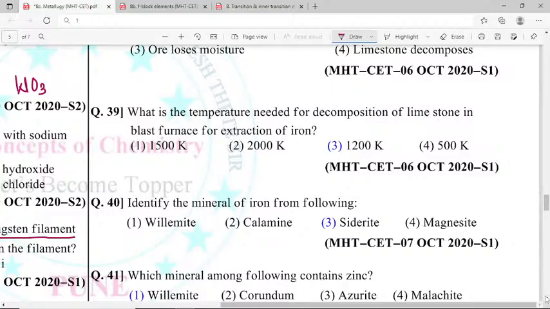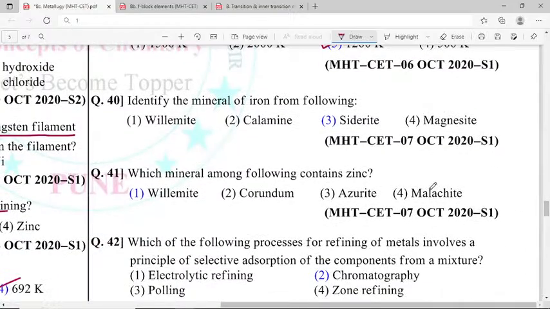What is the temperature needed for decomposition of lime? Again, IMP question, 2026. Identify the mineral of iron. Siderite. IMP question 2026. Which mineral among the following contains zinc? Willemite. Willemite contains the zinc.